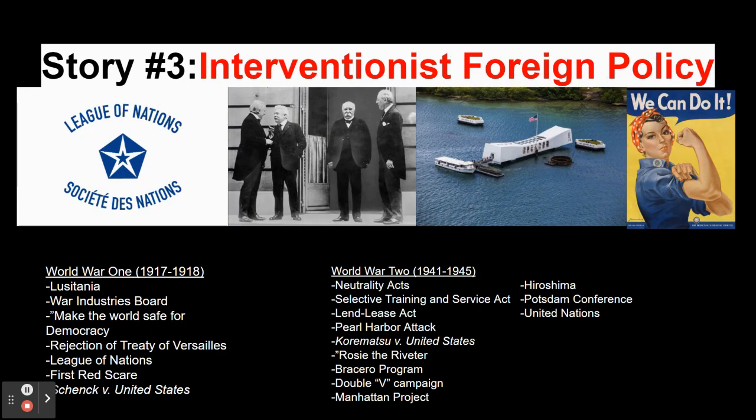The last story is the rise of America as an interventionist country. And when we say interventionist, what we mean is the United States is becoming more and more active in world events.